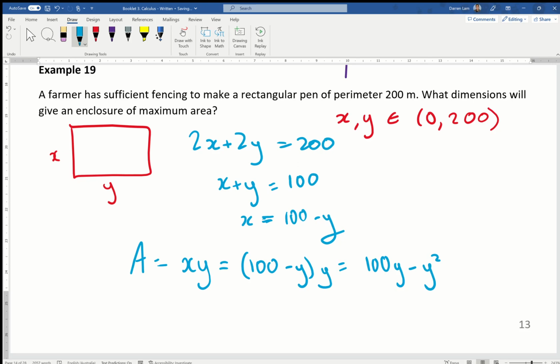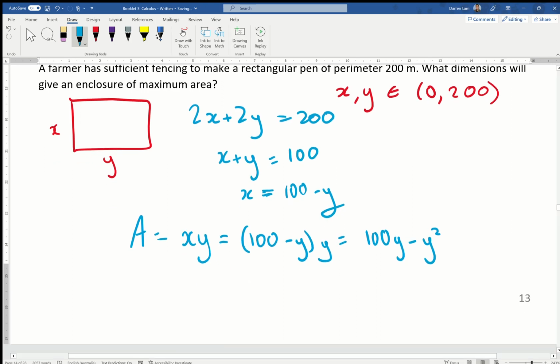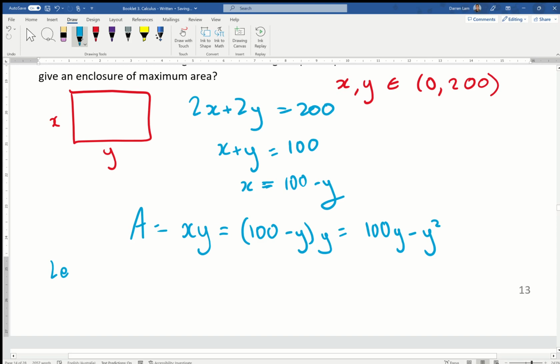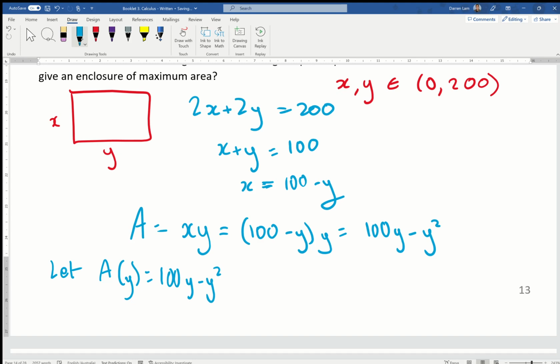That's my function now. I'm going to define it, and I'm running out of space, apologies. Let A(y) equal 100y minus y squared. Which means that if I find dA/dy, and it looks weird, but it's the derivative of the function A in terms of y, that becomes 100 minus 2y.